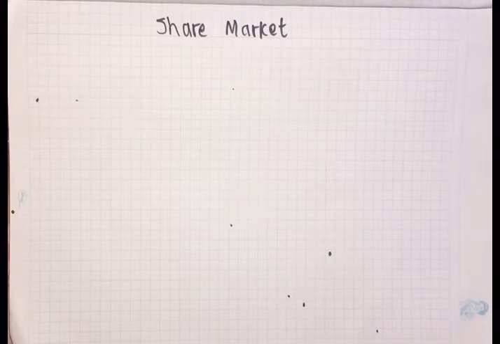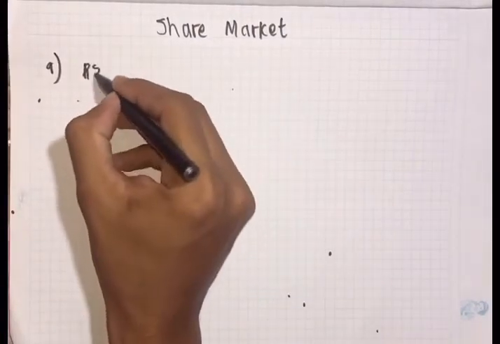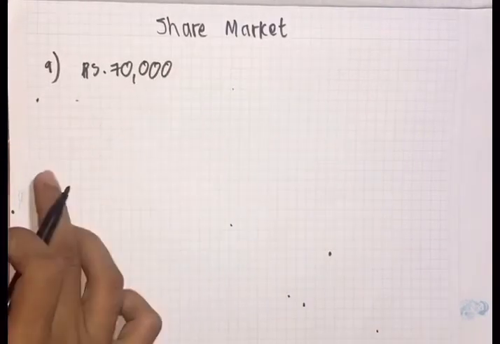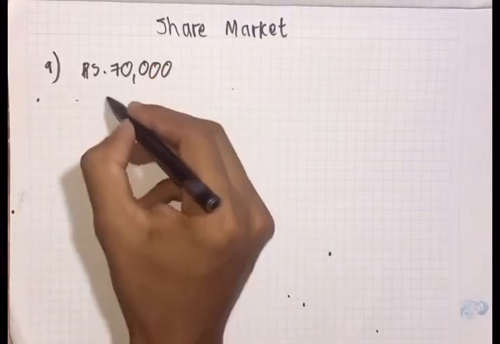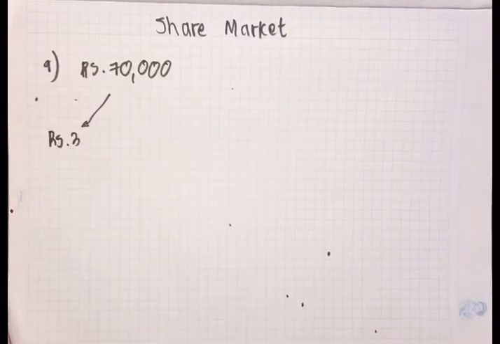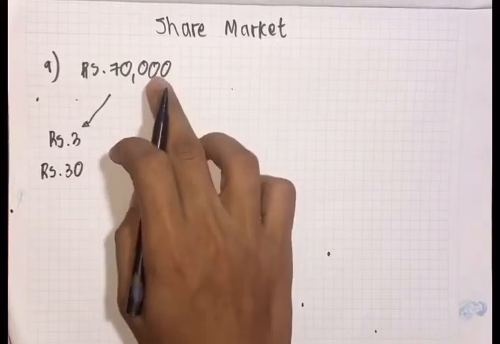The question says, an investor invested a certain amount from the 70,000 in hand to buy shares in a company which pays annual dividends of 3 per share. Now he has altogether 70,000 in his hand. From this, he is investing some amount in one company and some amount in another company. Now in one company, it pays a dividend of 3 rupees per share, and he is buying the shares at the market price of 30. Is that clear?